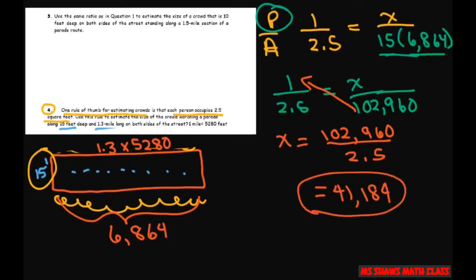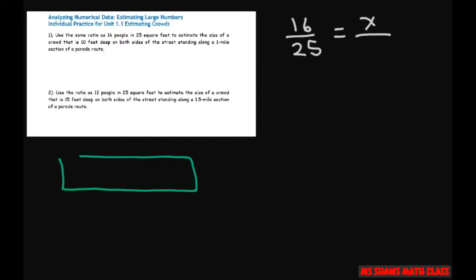All right. Now, the next one, we're doing the same thing, so we'll try to go a little faster on this. So we have 16 people to 25, and we're trying to find people. X is to our area. So we've got to find our area, and let me draw the little picture. So it's 10 feet deep and 1 mile long. So 1 mile long is just going to be 5,280 feet. So this area here is just going to be 10 times 5,280.